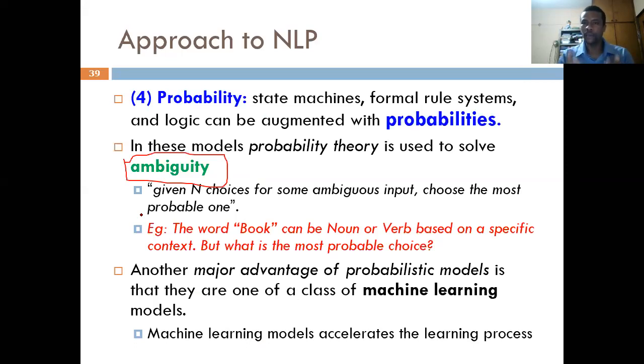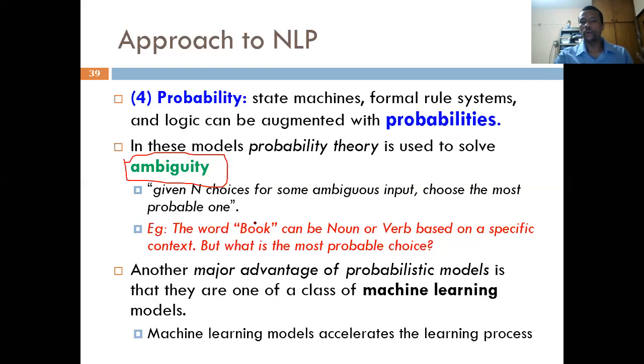And during this time, it's only what we call a method of probability, or probabilistic approach, that will give you a solution. For example, if you find the word book, it can be a noun or it can be a verb. If it is the written material, it is a noun. If it is the action of reserving, then it's going to be a verb. But which one do you mean? So the idea is you're going to have a choice.